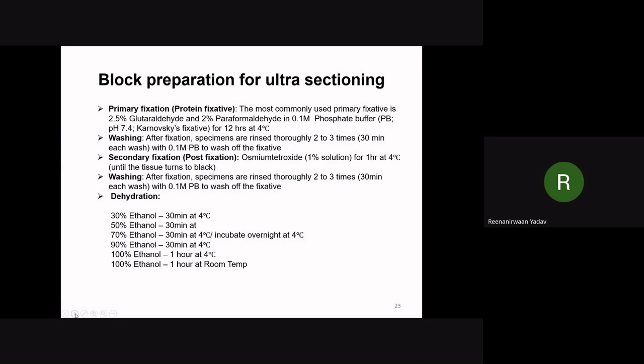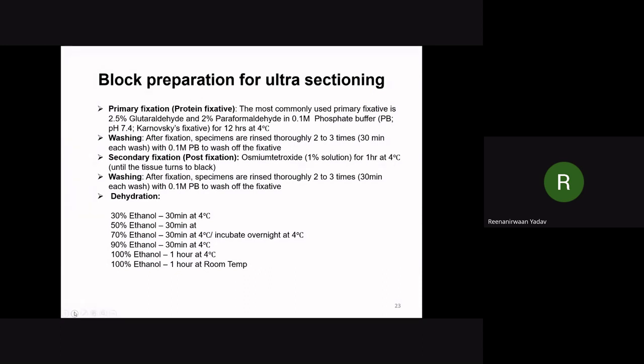buffer. Then come to the secondary fixation, which generally we use to fix the lipid in our sample, for which we are using 1% osmium tetroxide, which generally provides the black color to our tissue or our sample or cell entry. Then come to washing to wash out the osmium tetroxide. We generally wash 2 to 3 times with 0.1 molar phosphate water.